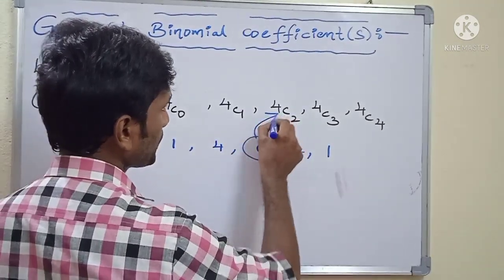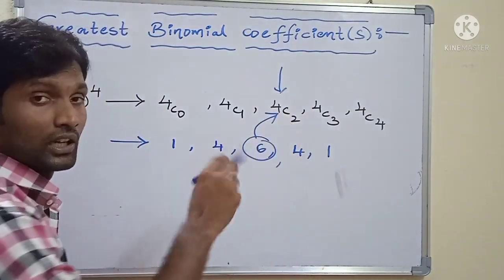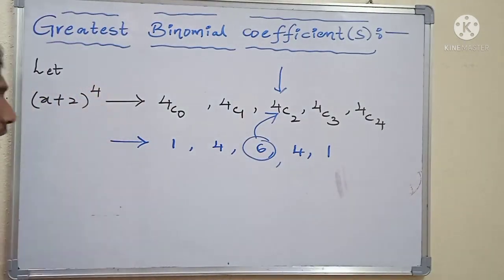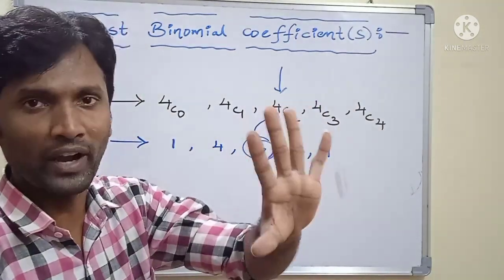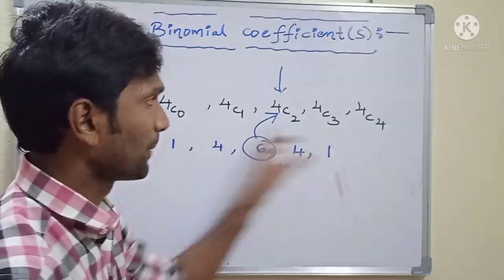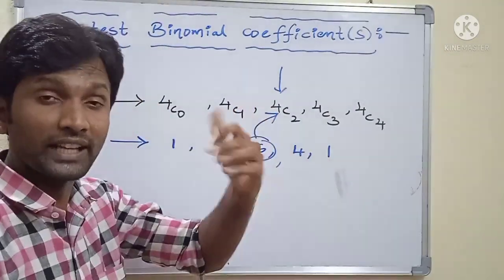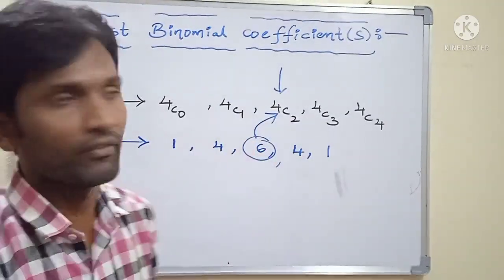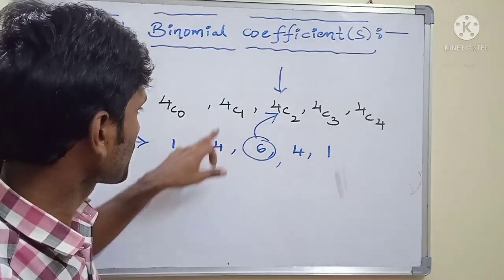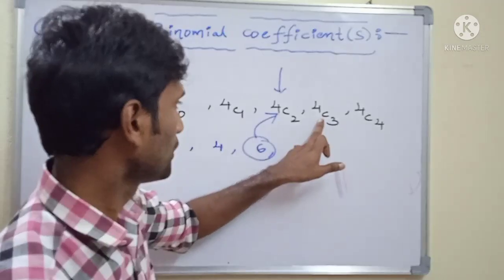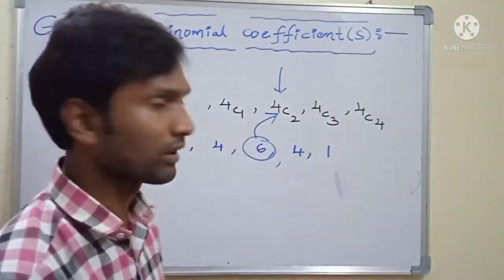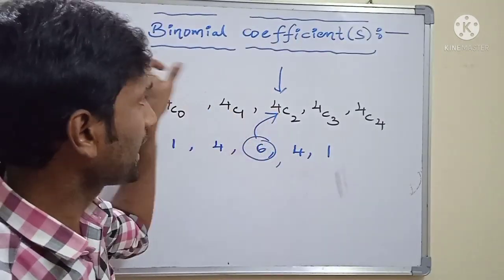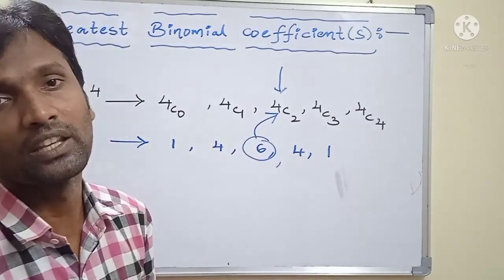That's why 4C2 is called the greatest binomial coefficient of the given expansion. In the expansion of (x + 2)^4, there are 5 binomial coefficients. Out of them 4C2 is called the greatest binomial coefficient, because 4C2 has the highest numerical value. 4C0 is 1, 4C1 is 4, 4C2 is 6, 4C3 is 4, 4C4 is 1, where 6 is the highest numerical value.